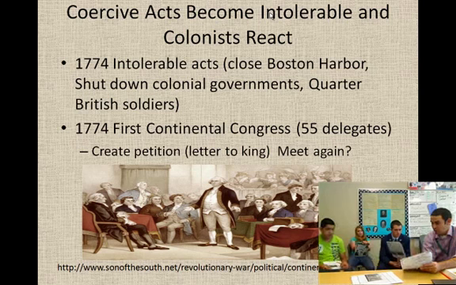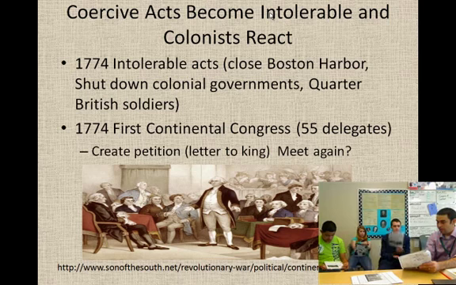In 1774, that same year, a group of colonists from each colony, 55 total, do what's called the First Continental Congress. 55 delegates meet. They all get together in a hot room in, I want to say Philadelphia, and they meet to figure out what are we going to do. They decide to write the king a letter, because that worked last time, remember?